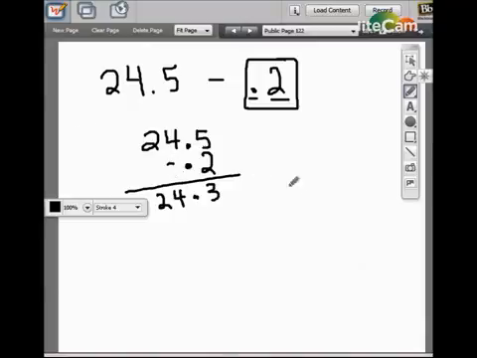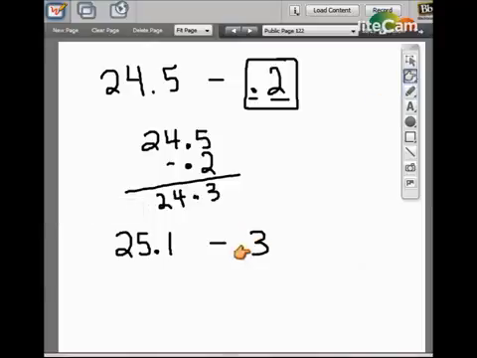Okay, so what if we have this problem? This is going to be an interesting problem. Watch this. 25 and 1/10 take away 3. Now I just said you have to write it in the up-down way and line up those decimal points, right? But where's that decimal point in the number 3? Is it in the front or at the end?